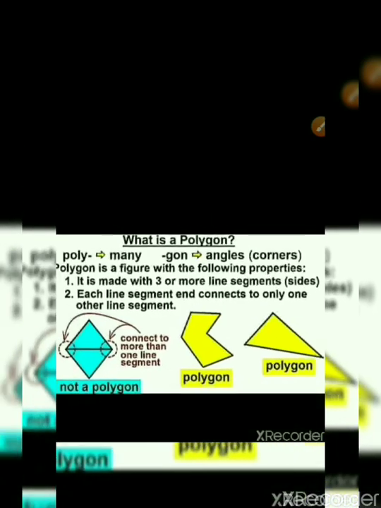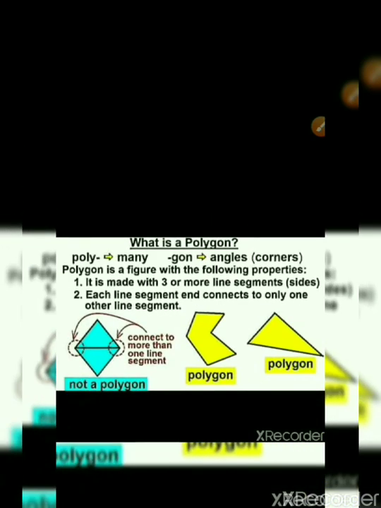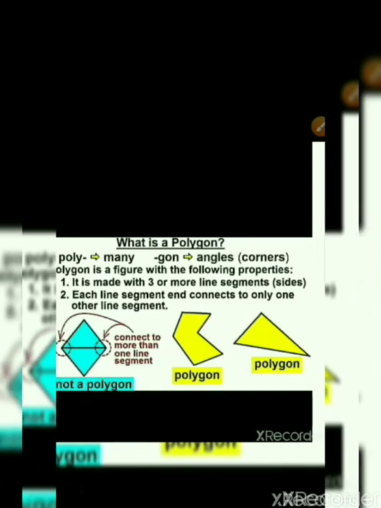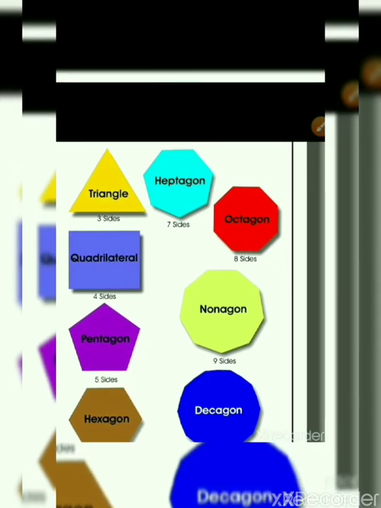Understood? So what is a polygon? A closed figure having three or more than three sides is called a polygon, and the smallest polygon is the triangle. Now we will see more polygons here. So these are more polygons.